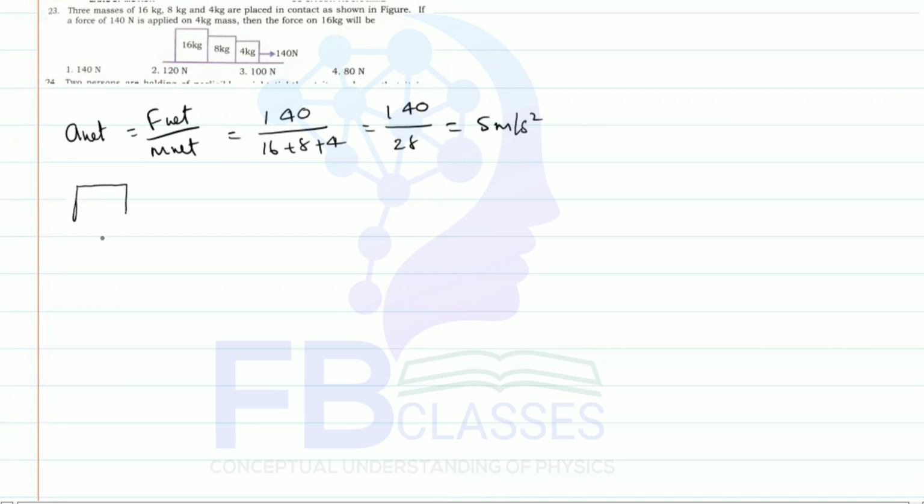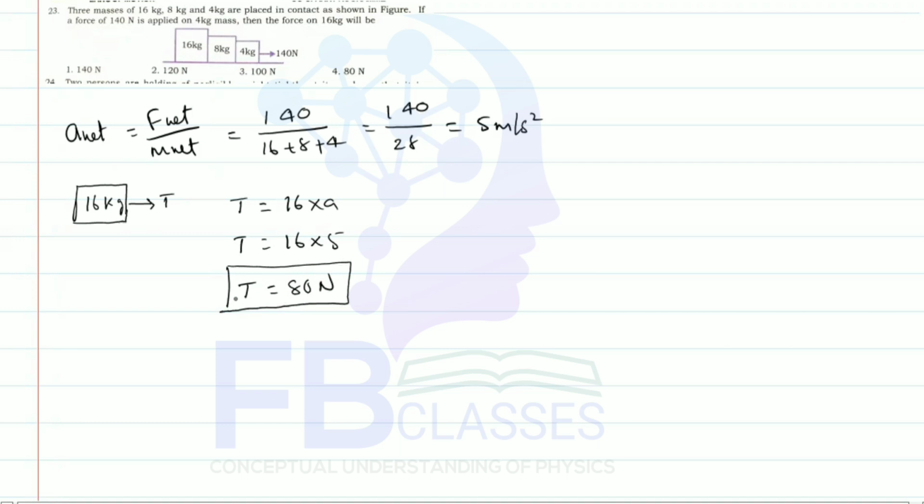So now I am going to draw the free body diagram of the 16 kg block. So this is the 16 kg block. Now if you want to find out the tension T, so T is equal to m a, so 16 into a. So T is equal to 16 into a, which came as 5. So T is equal to 16 fives, 80 Newton. So 80 Newton is the correct answer. So our option is the fourth option. See here, our fourth option is the correct option. Hope you understand, students.